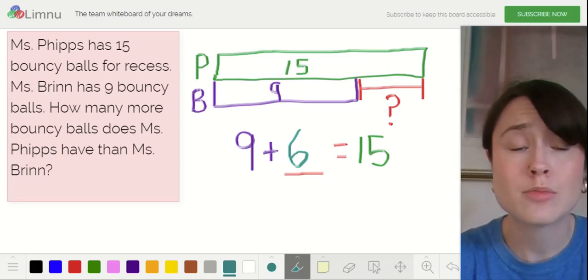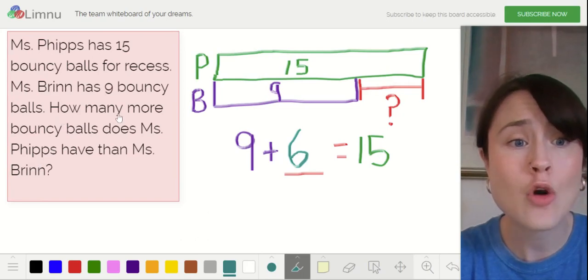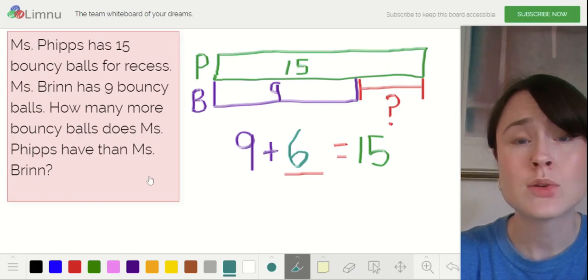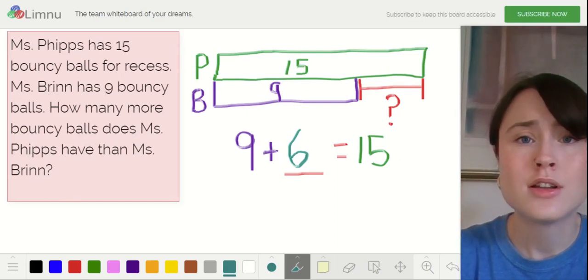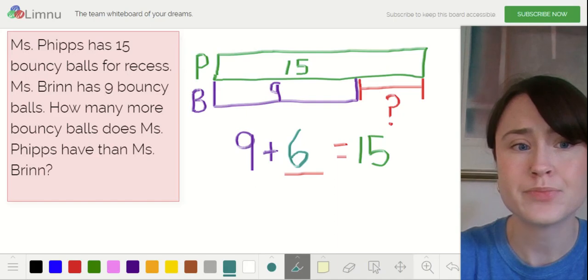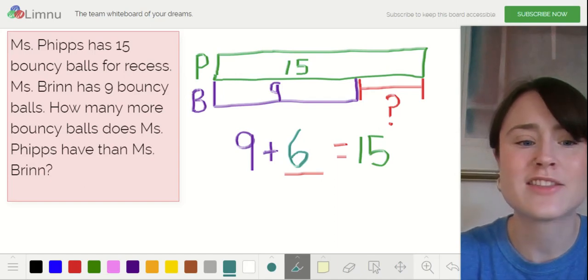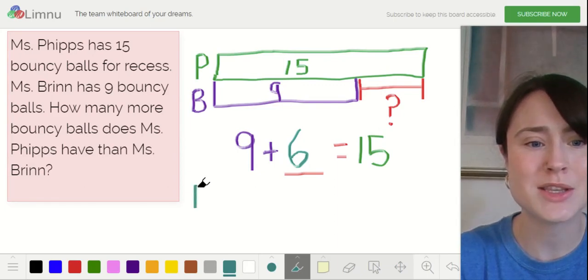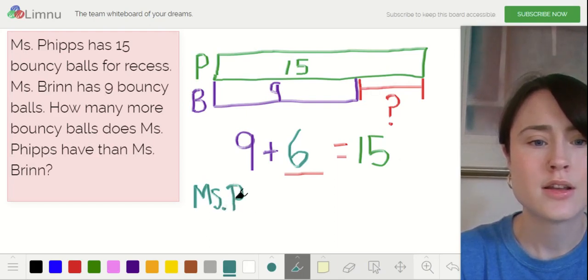So let's look back at the question part of the story. It said, how many more bouncy balls does Miss Phipps have than Miss Bryn? So how can I flip that into an answer to answer the question? Yeah, that's right. I can say Miss Phipps. So I'm actually going to try to squeeze this in my workbook. I want to see you try this too. Miss Phipps. Maybe I'll write Miss P for short. Has.